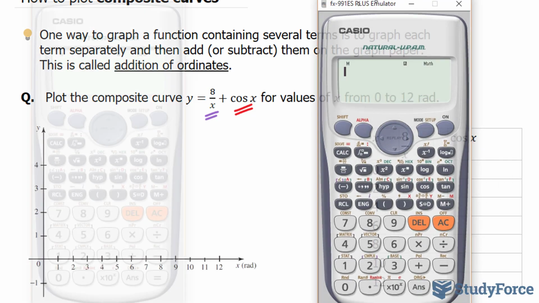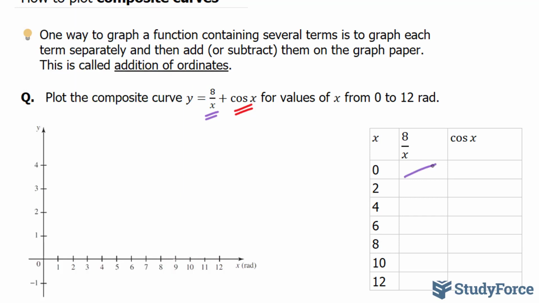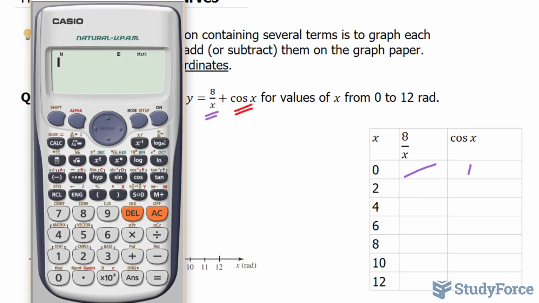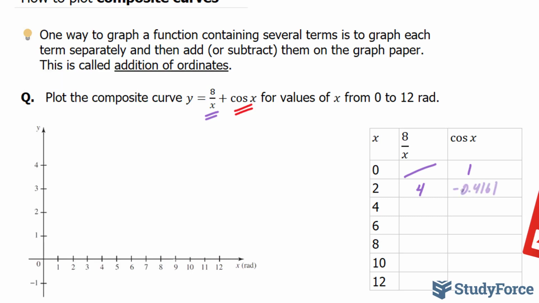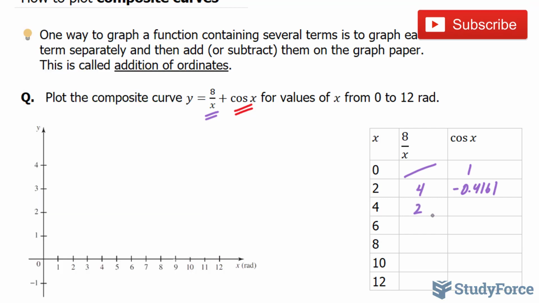Let's start off with the 8 over x. Now obviously I can't input 0 into here because 8 over 0 will give us an error, so I'll just cross that out. And cosine at 0 we know is 1. And you can always confirm that with your calculator. Next, 8 divided by 2 gives us 4. And cosine at 2 gives us negative 0.4161. Let's continue. 8 divided by 4 gives us 2.